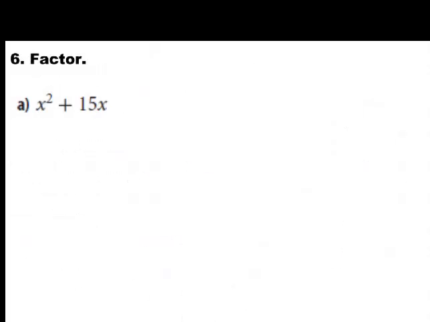The next question says factor x squared plus 15x. We can see that the common factor is x, so this becomes x times (x plus 15).